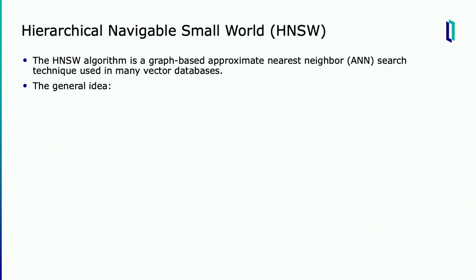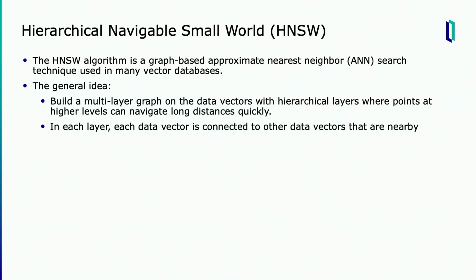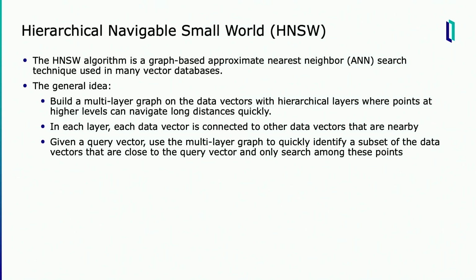The general steps of this algorithm are that we first build a multi-layer graph on the data vectors with hierarchical layers. What that means is that the points at the higher levels are included in the points on the lower levels, but they can travel long distances quickly. Later on, we're going to have a demonstration of what that means. On each layer, every data vector is connected to other data vectors that are nearby. That's the idea that a neighbor of my neighbor should be relatively close to me. Now, given a query vector, we can travel through this graph to quickly identify a subset of the data vectors that the algorithm thinks are likely to be close to the query vector, and only search among those points.